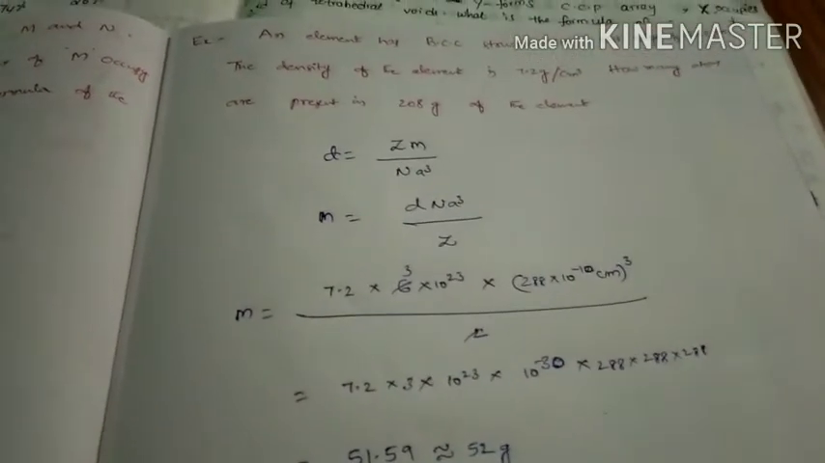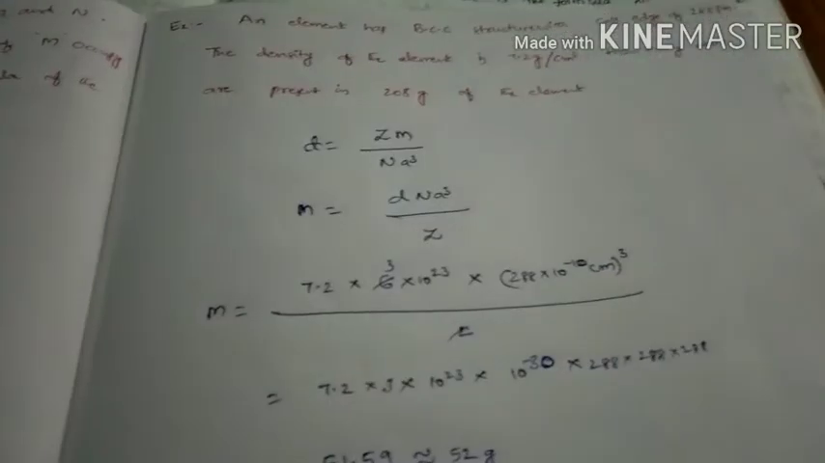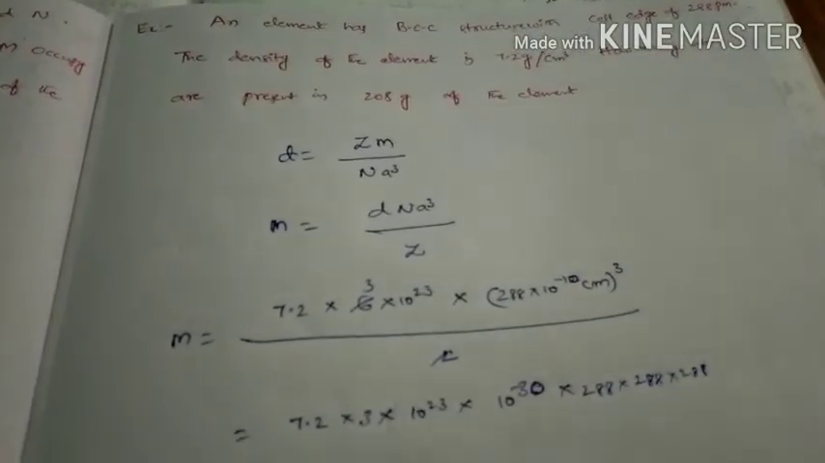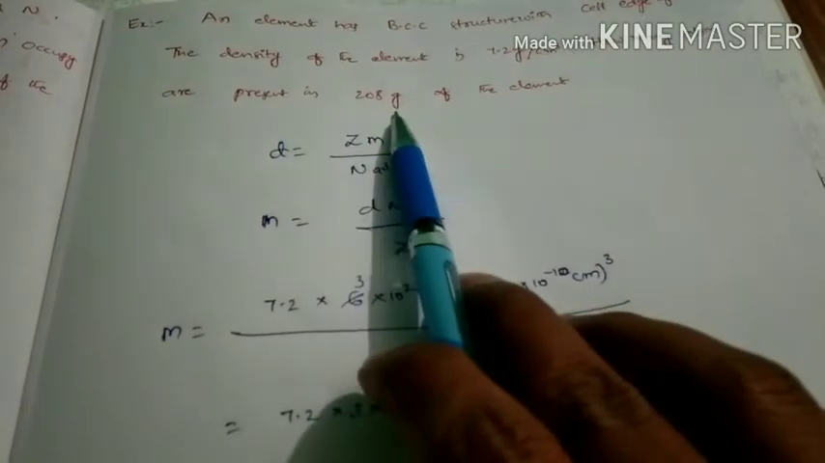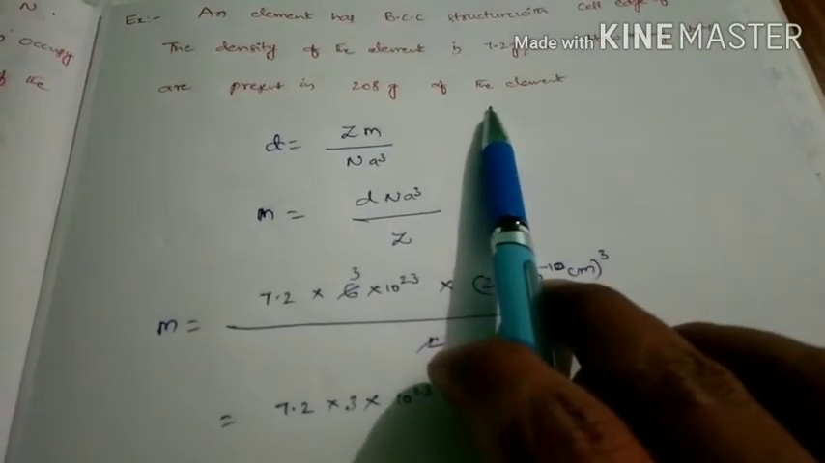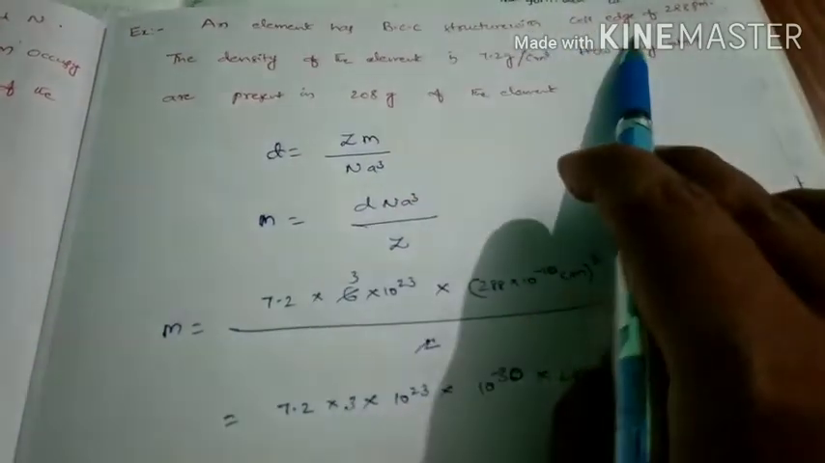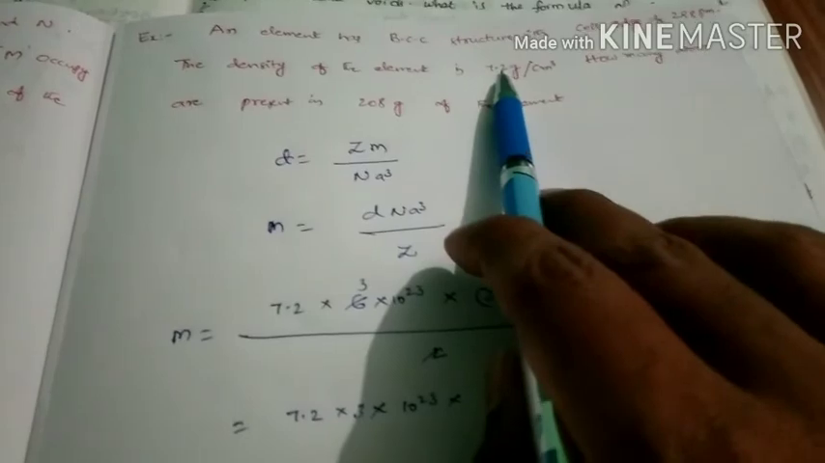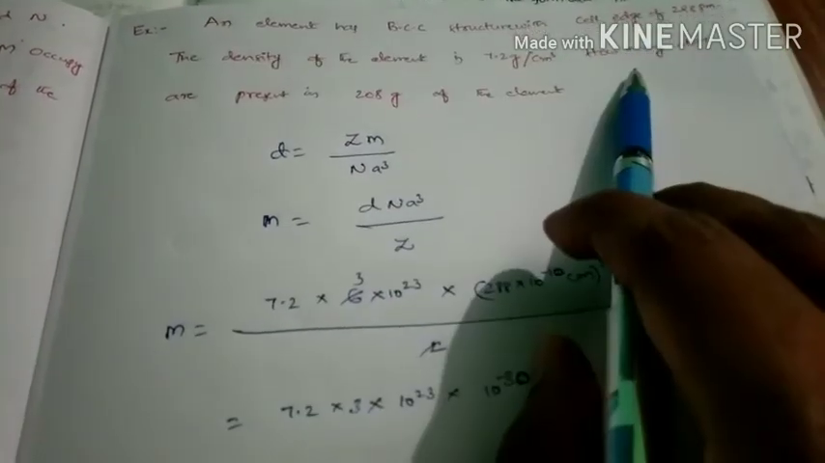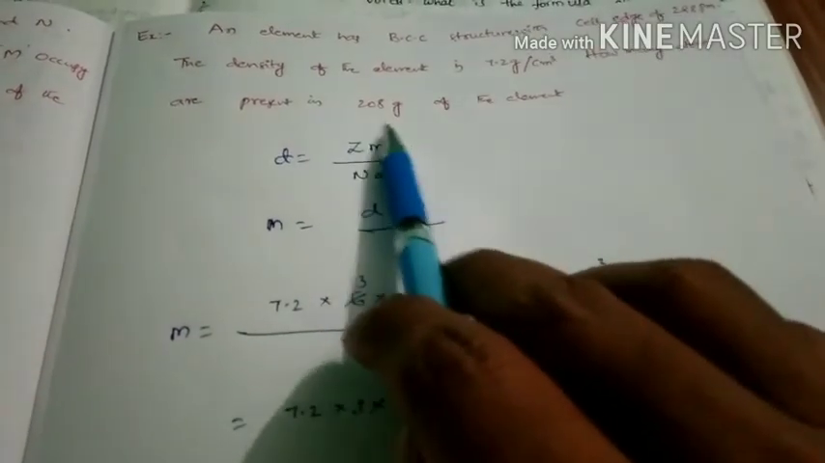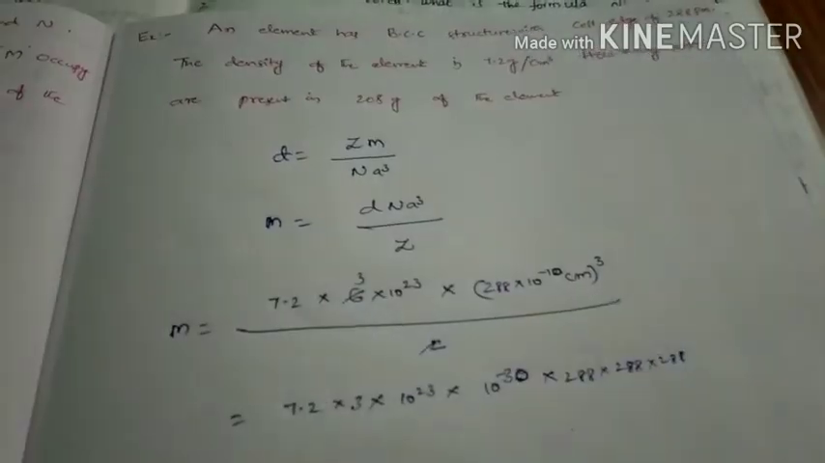Next, one more question is given regarding this. An element has a BCC structure with cell edge a, that means the cell edge is given as 280 picometers. Its density is also given. How many atoms are present in 208 grams of the element? That means in that question BCC is given, the edge length a is given, and the density d is given. 208 grams of the element contains how many atoms? That is the meaning of the question.